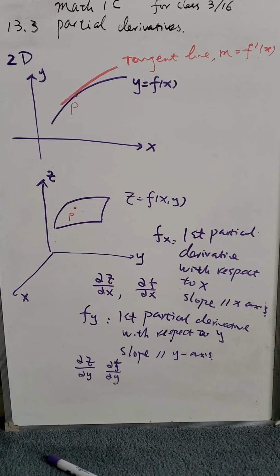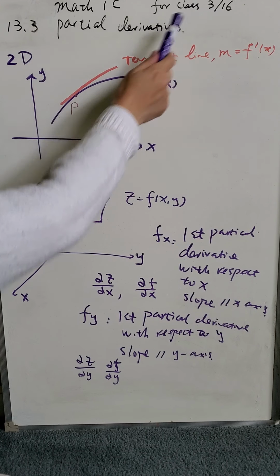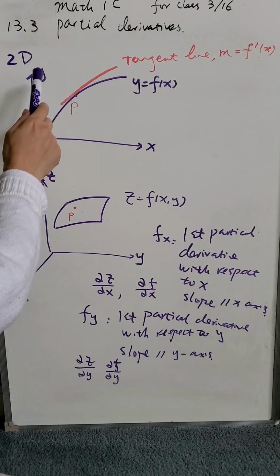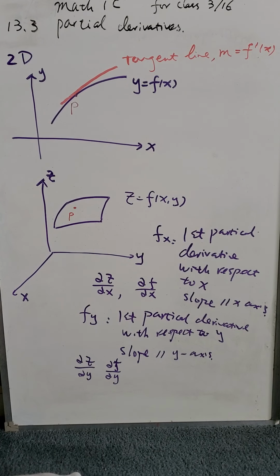Today we're gonna do, this is still for the March 16 class. For today, we're gonna do 13.3, partial derivatives. Let's recall, in Calculus 1A first, we learned two dimensions, okay? And there we don't have partial derivatives, we have the full derivative, the total derivative.